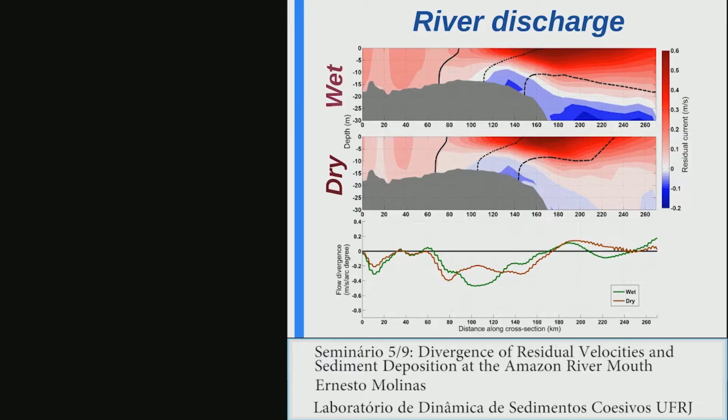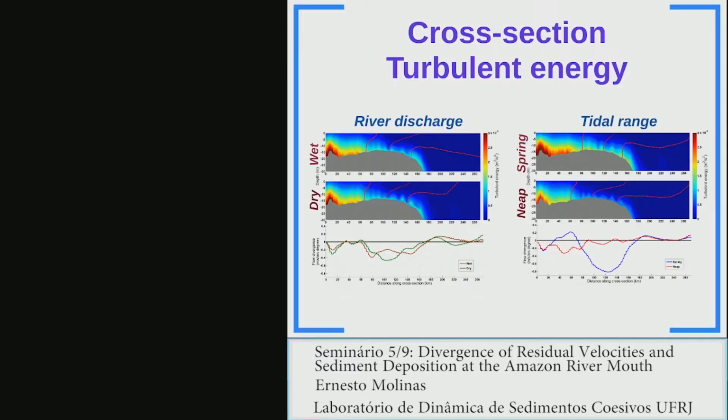Another interesting thing is that the turbulent energy associated with the flux is also much more influenced by the spring-neap cycle than by the high and low discharges of the Amazon. Despite the salinity structure being changed by river discharge, the intensity of turbulence is not that different. But when we compare spring and neap tides again, the major differences appear mainly in this region of predominant mud.